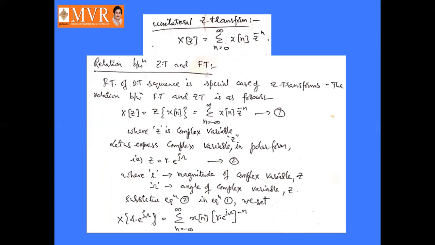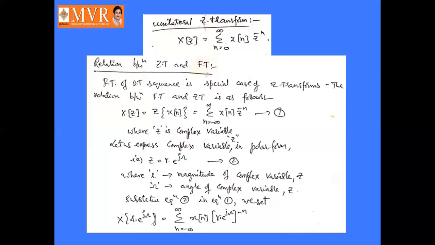Now we will see the relation between Z transform and Fourier transform. So the Fourier transform of a discrete sequence is nothing but a special case of the Z transform. The relation between Fourier transform and Z transform is as follows. If you take the Z transform, that is X of z is equal to Z transform of x of n, that is sigma n equal to minus infinity to infinity x of n into z power minus n. That was already discussed. Okay, what is z here? z is nothing but the complex variable.